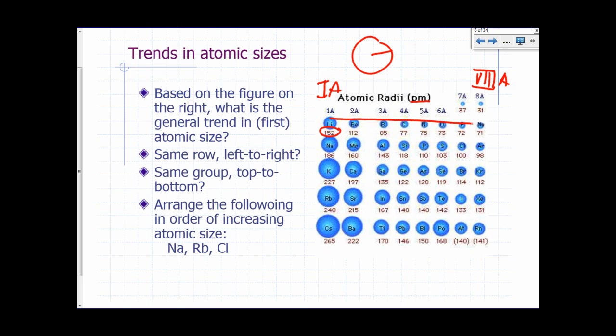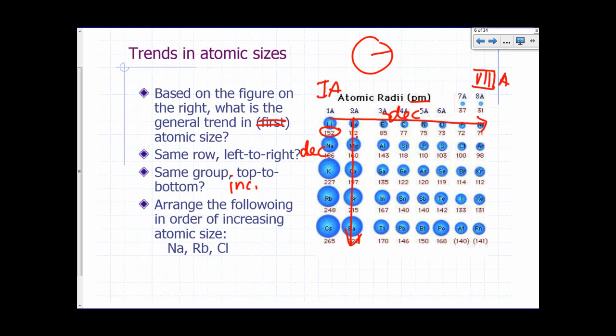What's the trend that you'll notice? Going left to right, it's decreasing in size. The general trend in atomic size, going left to right, would be decreasing. That's the opposite of the trend in ionization energy. As you go left to right, it gets harder to remove the electron, and the size of the atom shrinks. Top to bottom, you'll notice the trend is increasing.